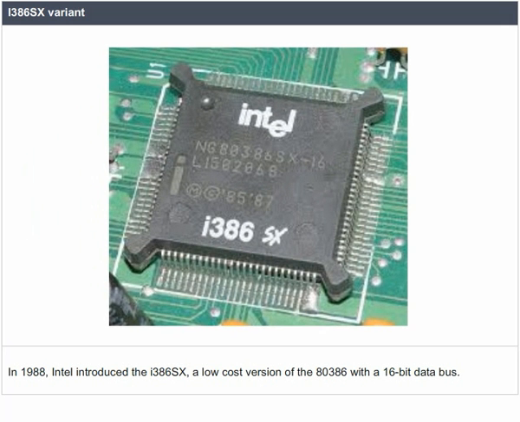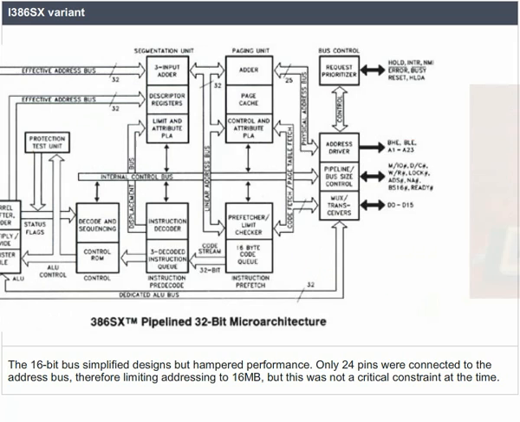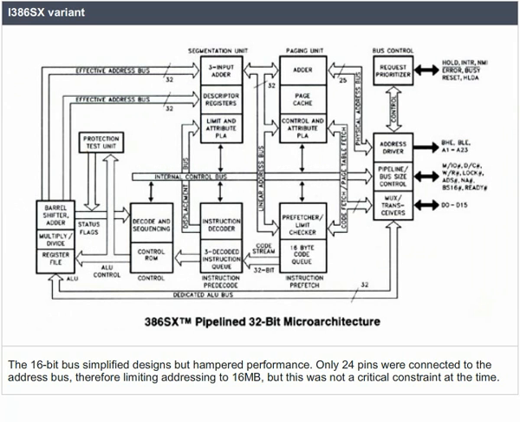i386SX variant. In 1988, Intel introduced the i386SX, a low-cost version of the 80386 with a 16-bit data bus. The CPU remained fully 32-bit internally, but the 16-bit bus was intended to simplify circuit board layout and reduce total cost. The 16-bit bus simplified designs but hampered performance. Only 24 pins were connected to the address bus, therefore limiting addressing to 16 MB, but this was not a critical constraint at that time.